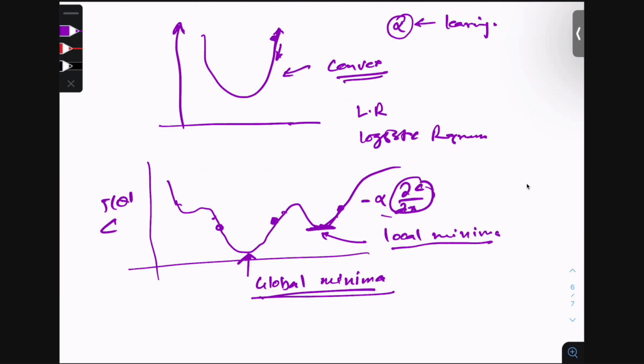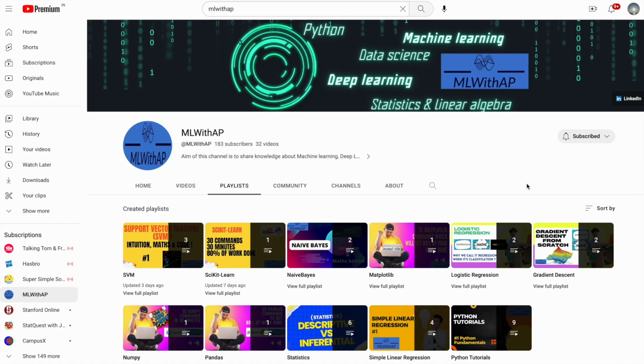So the moral of the story is that in the case of a true convex function, a true ball-shaped function like this, you are guaranteed by your gradient descent algorithm that you will reach the global minima. But if the function is not truly convex, you are not guaranteed. You can be stuck at a local minima. In one case you initialize here and reach here; in another case you initialize here and reach the global minima. So if the function is not truly convex, you can reach different points.